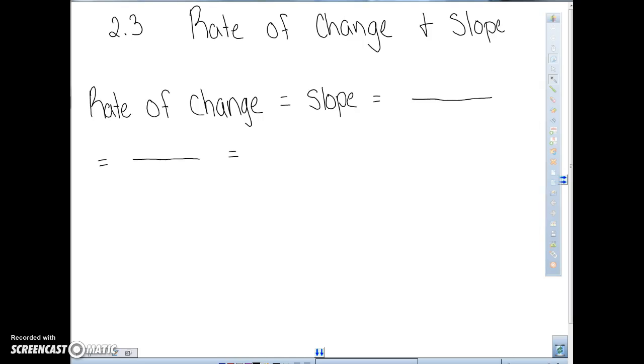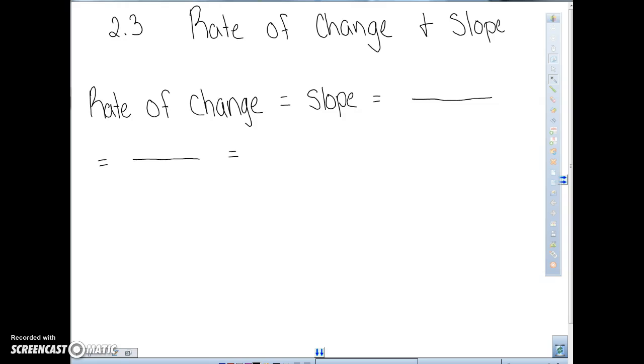This is Algebra 2, 2.3, rate of change and slope. If you memorized any formula in Algebra 1, it was probably the slope formula. This one's the one that's used the most often, and this is the one that I require you to remember the most in Algebra 1. Remember that rate of change and slope are the same thing.